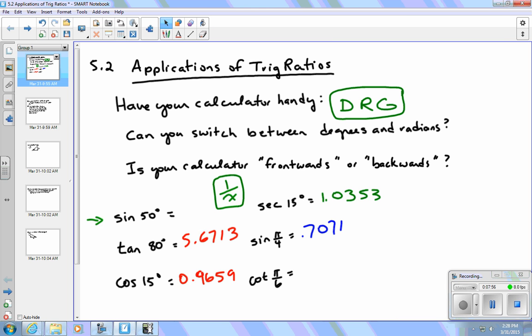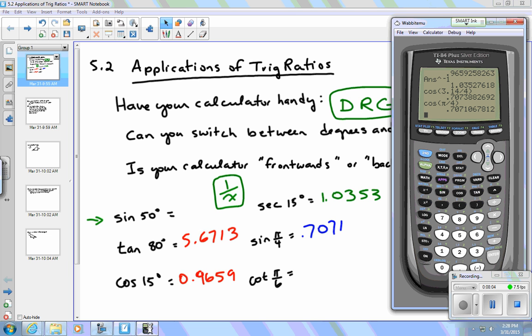Okay, and then let's do the cotangent of pi over 6. So remember that, again, that's the reciprocal of the tangent. So I'm going to do that a different way this time. To do the reciprocal, remember it's 1 divided by the number. So I'm going to go 1 divided by, and I'm going to do the tangent of pi over 6. So there's pi divided by 6, close the bracket, and 1.7321.